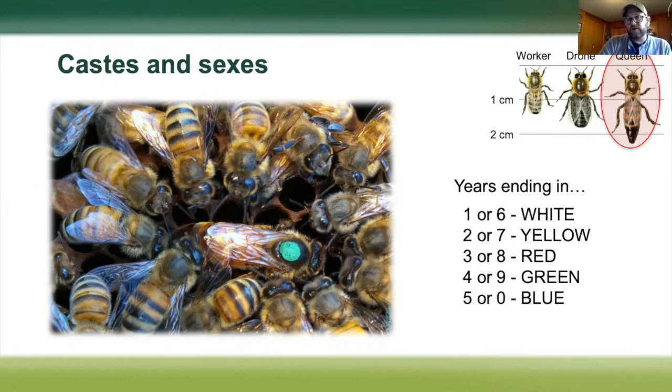And so you see right here in the bottom right corner, this is the, and I've alluded to this before, but we have not gone over it, I don't think, in any of the previous lectures. But this is the color coding that we use internationally to mark queens so that we know how old the queen is. So when you have a queen that is white, that means that the year that she was born either ended in a 1 or a 6. And that goes on to different colors. So the coding combination is white, yellow, red, green, and then blue.